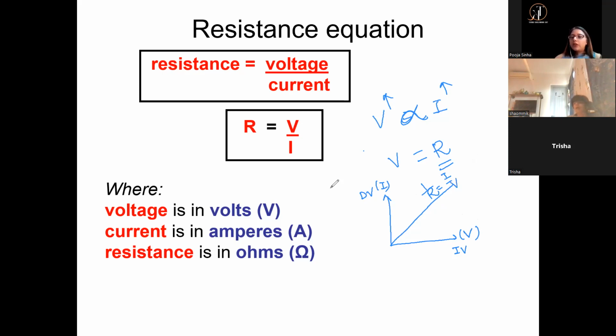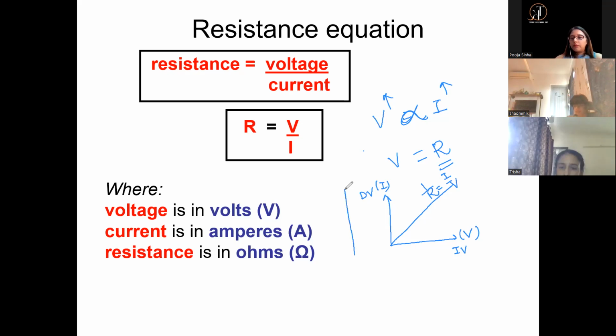When you actually build the circuit, we need to calculate R. How will R be found? V upon I is equal to R. This is how you will calculate. You will have to take the reciprocal.